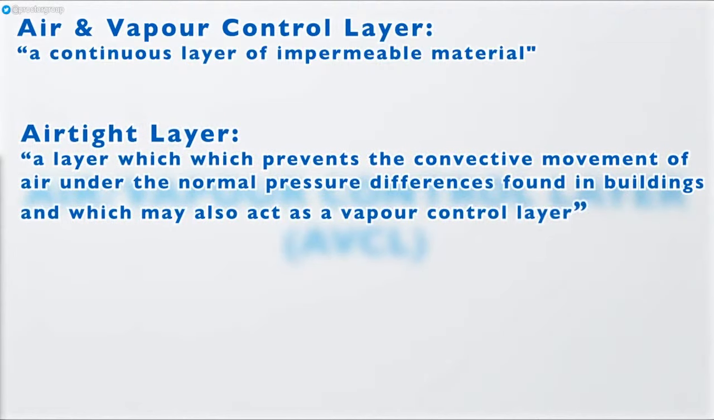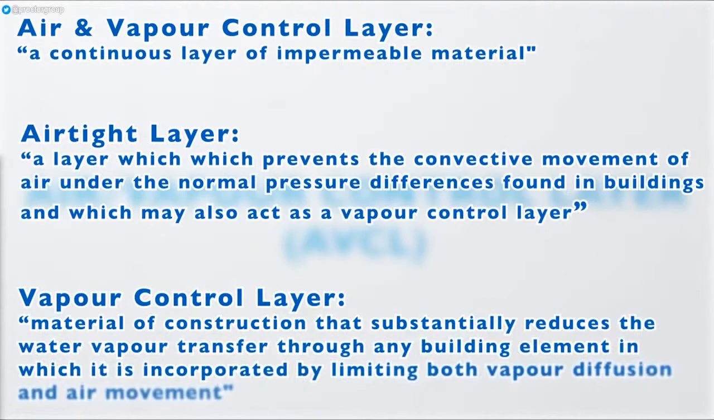Airtight layer: a layer which prevents the convective movement of air under the normal pressure differences found in buildings and which may also act as a vapour control layer. It should be noted, though, that acting as a vapour control layer is not a requirement for airtight layers. Air permeability and vapour permeability are two independent properties.